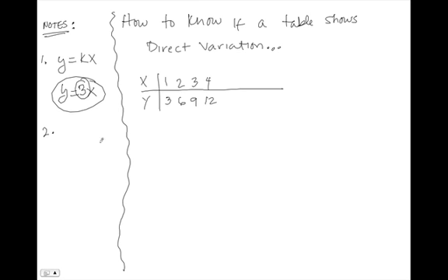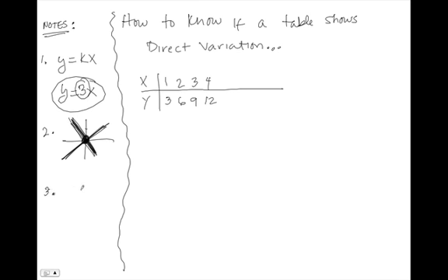Number 2, how do you know if something's direct variation? I taught you by a graph. What do you remember? Every direct variation does what? It goes through 0, 0. That's how I know if it's a direct variation or not. It could go this way, it could go this way. As long as it goes through the point 0, 0, it is direct variation.